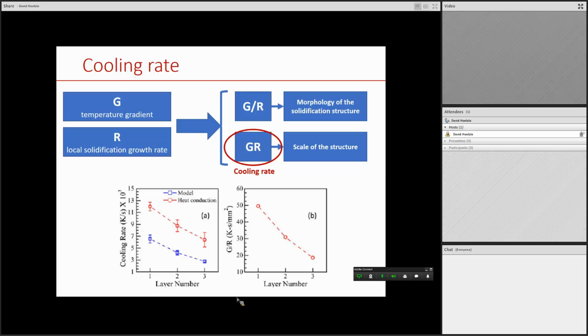The two plots on the bottom show the relationship between cooling rate, or the ratio, versus the layer number. It also says that when you build up the part, the cooling rate will decrease, and also the ratio will decrease, which means your part will be non-uniform because of these differences between different layers.